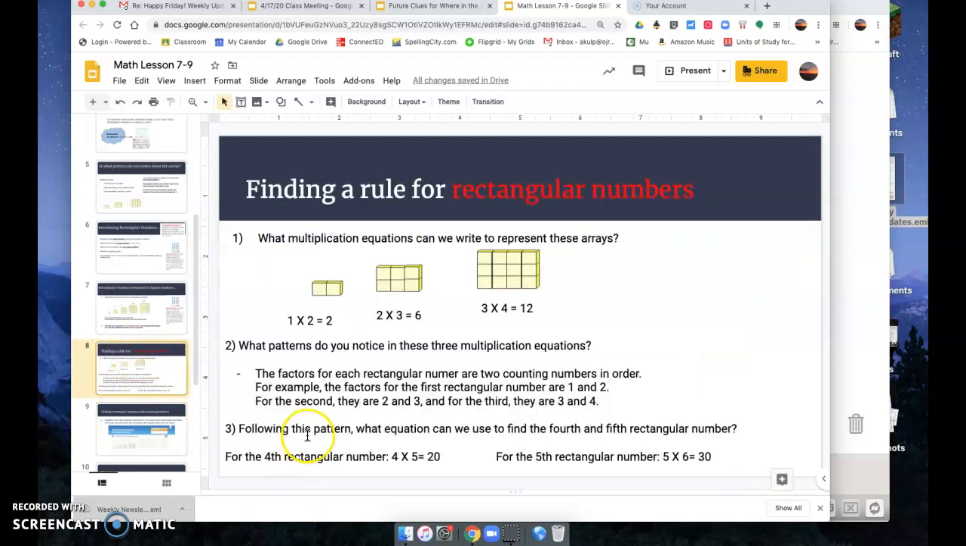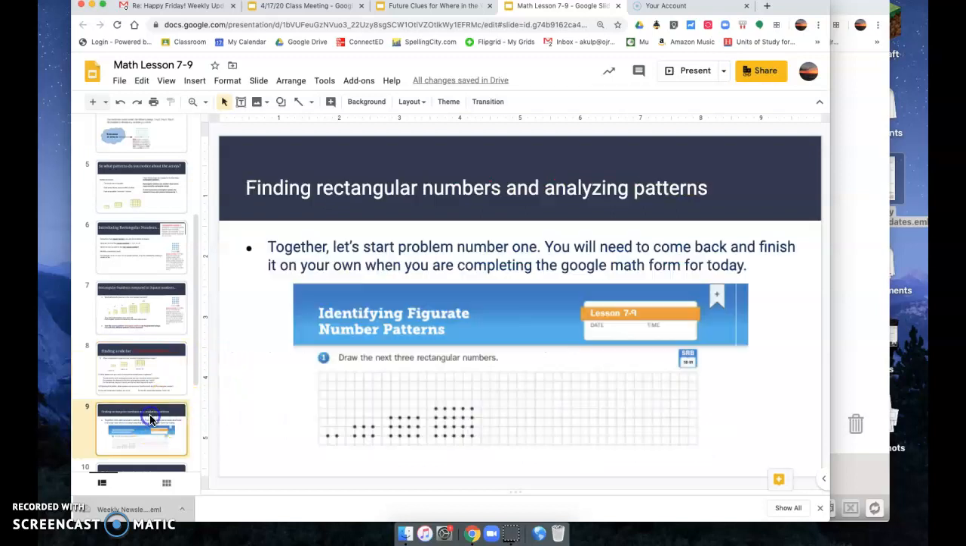Okay, so if we think about the rule we just found for finding rectangular numbers, it's really that you simply find the two counting numbers in order, and those are your two factors that you multiply together to get that rectangular number. So let's try finding some rectangular numbers and analyzing patterns. First, we're going to start by looking at problem number 1.